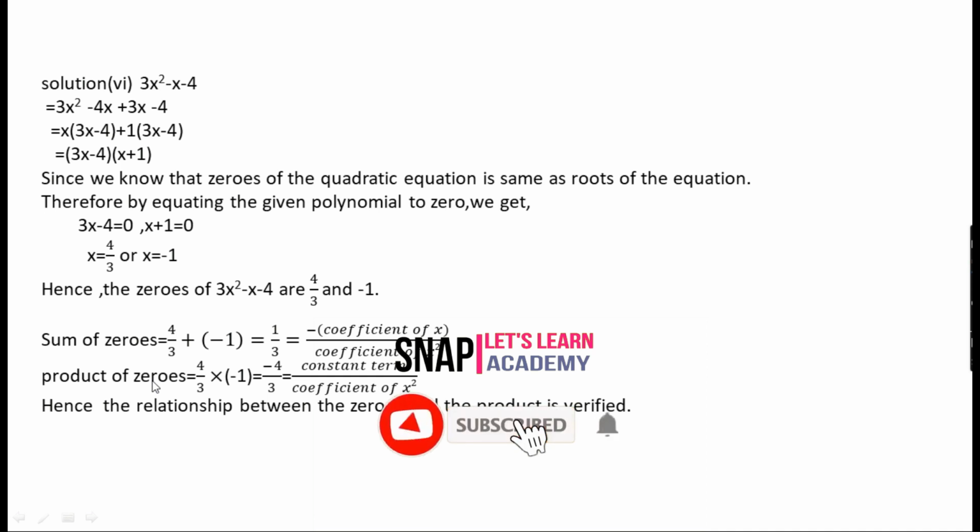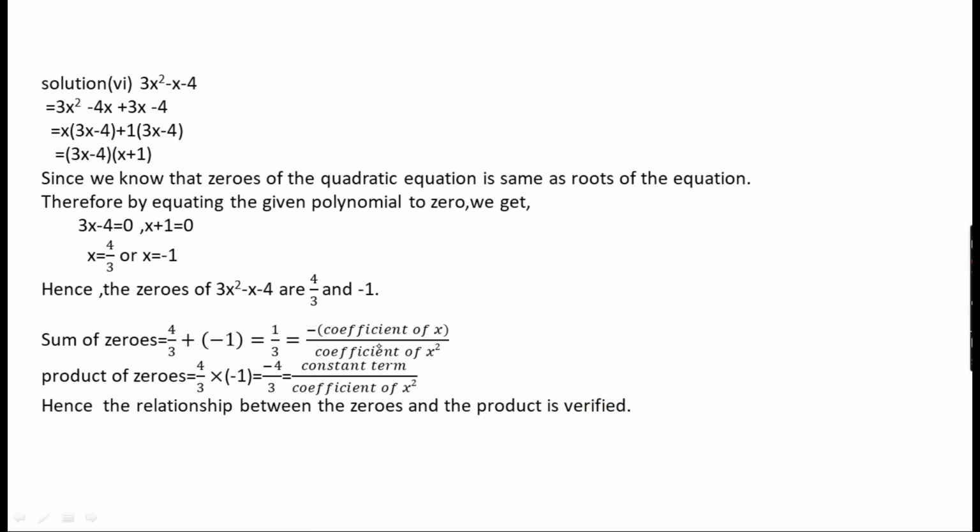Now let's come to the sixth part of this given question. 3x square minus x minus 4. On solving the given question, first we find the roots of the given polynomial. The given polynomial is 3x square minus x minus 4. 3 4s are 12. We can write 12 as minus 4 plus 3x.